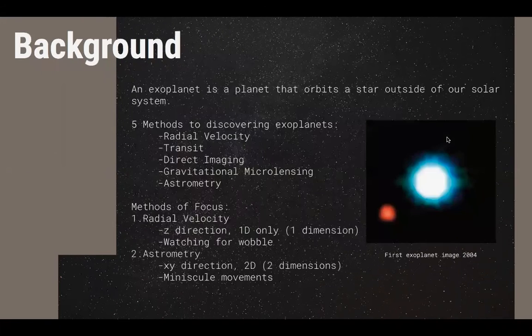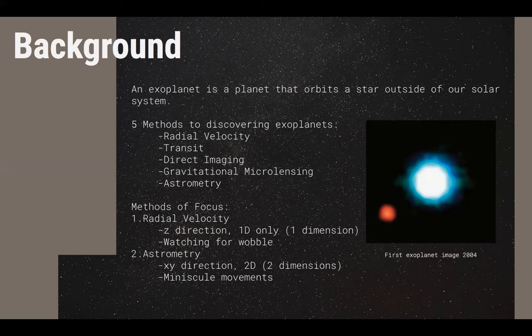astrometric signatures. So just a little background, an exoplanet is a planet that orbits a star outside of our solar system. This image right here is the first one taken of an exoplanet back in 2004, orbiting a brown dwarf. So if you look at the XYZ planes, RV is in the Z direction, astrometry is in the XY directions. We eventually wanted to use both since one is one dimension only and the other is two dimensions, combining for 3D observation. Radio velocity is important because it was one of the first successful ways to find exoplanets and is still very productive today. It is also used to confirm planets found with other methods such as astrometry.